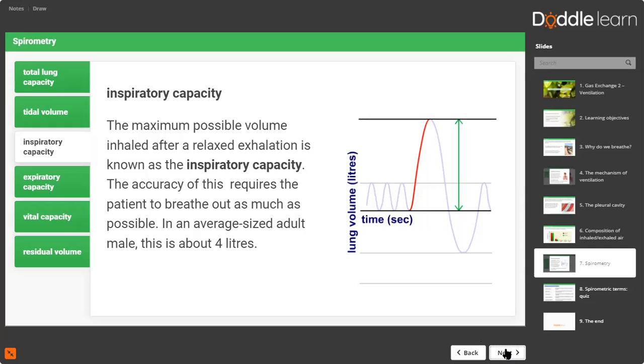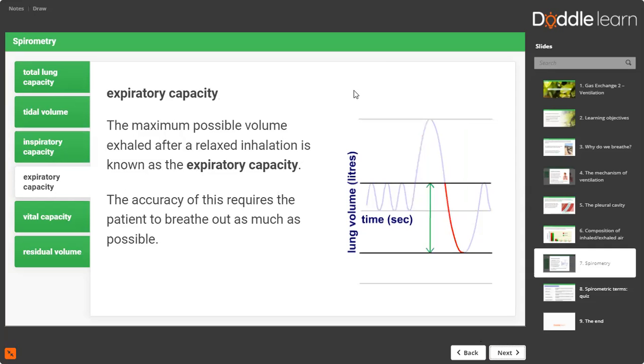As you can guess, our expiratory capacity is the opposite. It's the maximum possible volume of exhaled air after relaxed inhalation, and this is known as the expiratory capacity. The accuracy of this requires the patient to breathe out as much as possible. So it's often what we use for a peak flow monitor for someone who's got asthma. They do a normal breath in, a deep breath in, and then breathe out as much as possible.